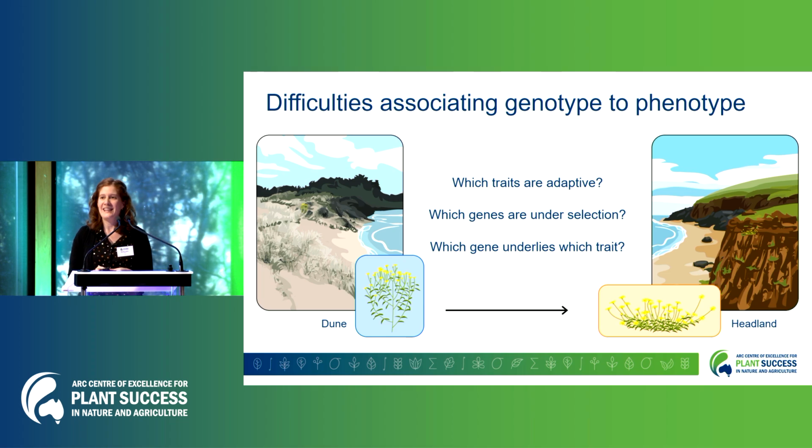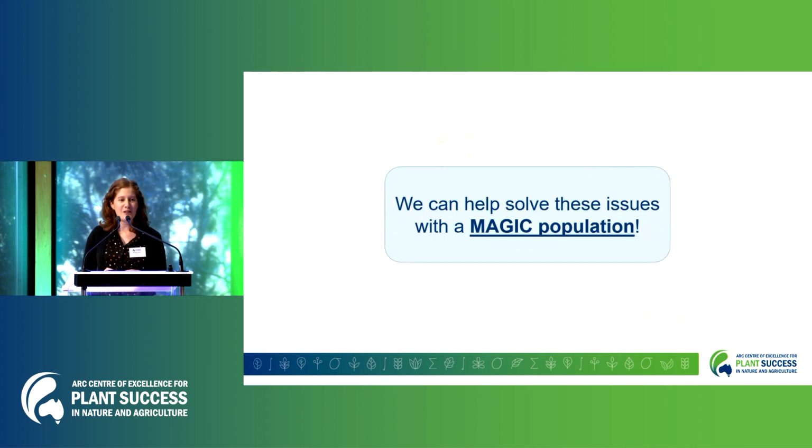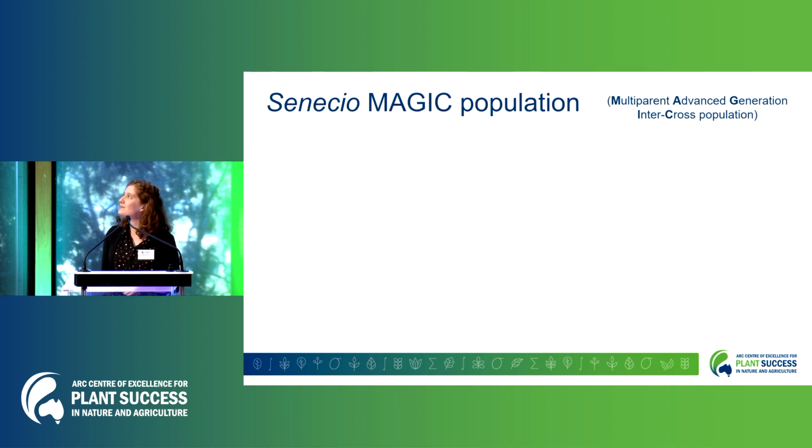But fortunately, these issues can be solved with a touch of magic. Or in other words, a MAGIC population, which is a multi-parent advanced generation intercross population. So I'll show you what it is.